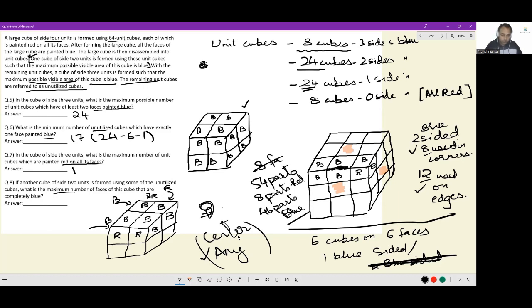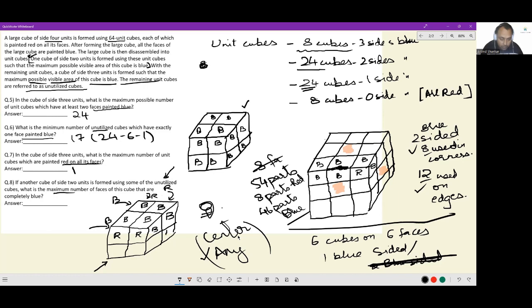So right now see, the top face is completely blue. And the face at the back and the face at the front, both of them already have red. Now, if I have to introduce a new cube which has some sort of blue, at best what I can do is have a one side blue cube.